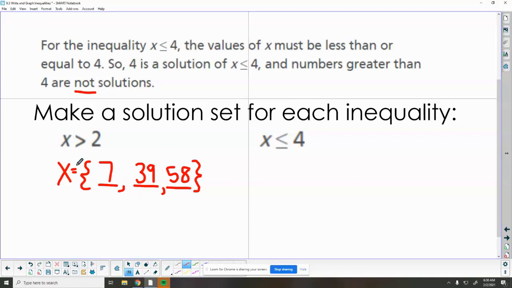So can I put 2 in this solution set? If I plugged in 2, is 2 greater than 2? No, they're equal, and I don't have an equal sign on here, so I can't use the number 2.